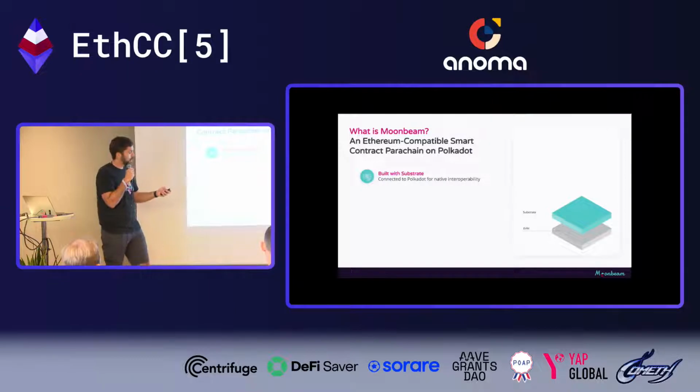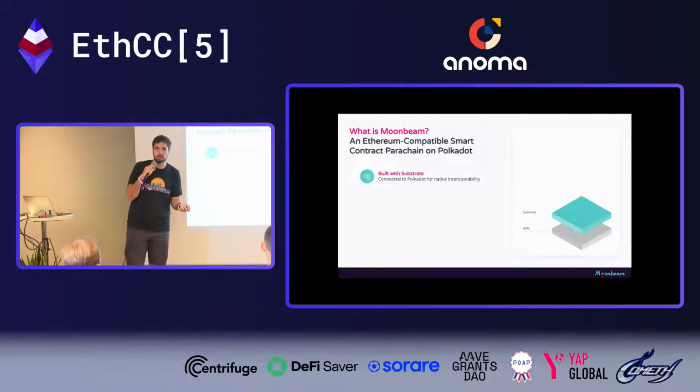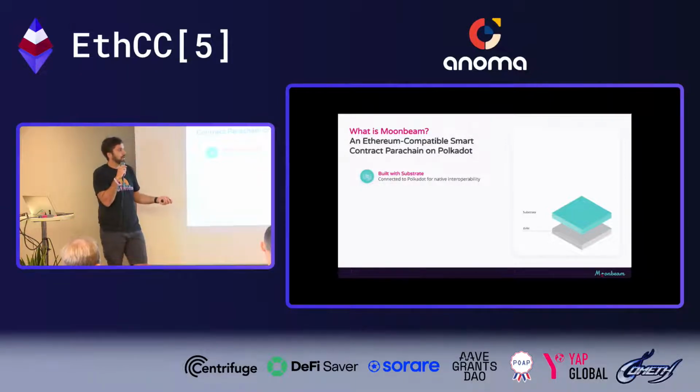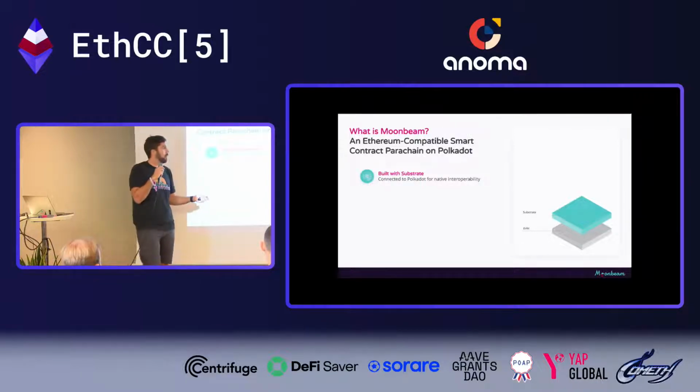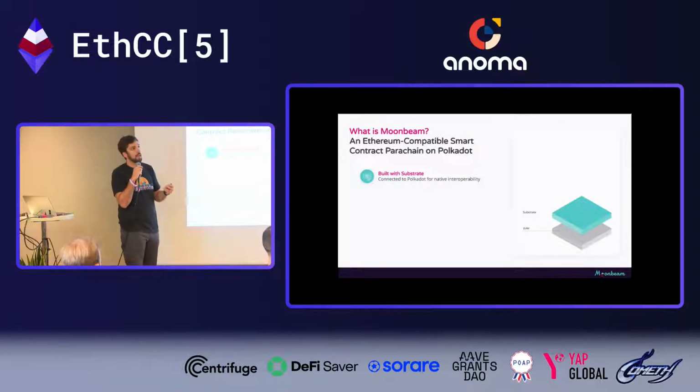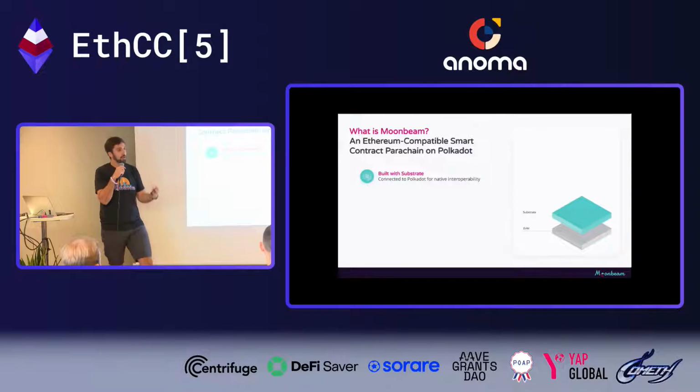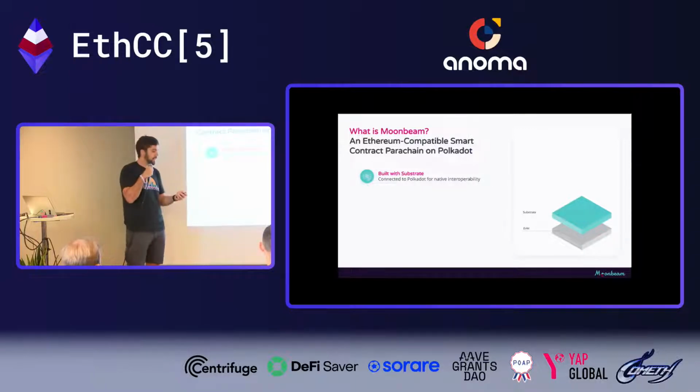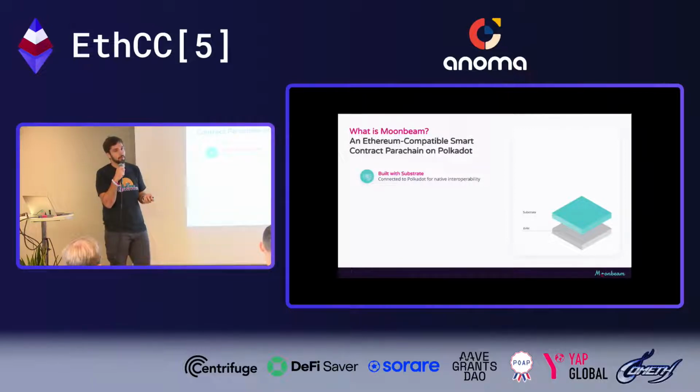The core layer of any Ethereum compatible chain is the EVM, right? Everyone knows the EVM. But then we also have added layers or features on top of the EVM to provide extra functionalities. The first one is that we're built with Substrate. If you don't know what Substrate is, it's an SDK to build blockchains. And the cool thing about Substrate is that it allows you to really easily connect to Polkadot for native interoperability, right? That's one of the things that we want.